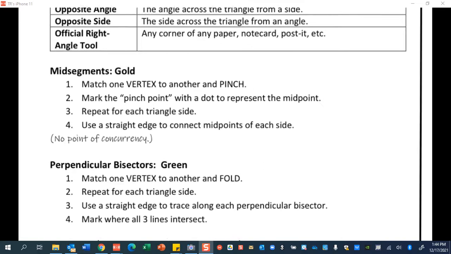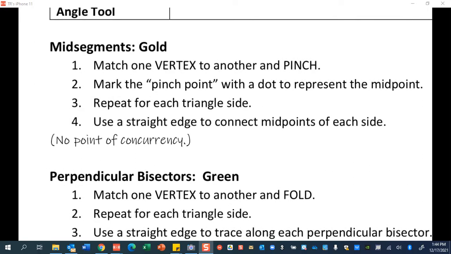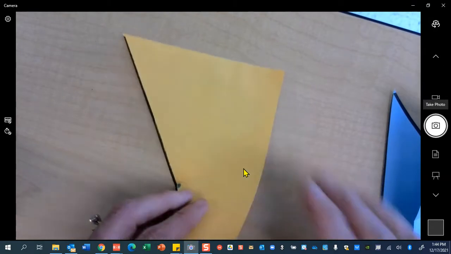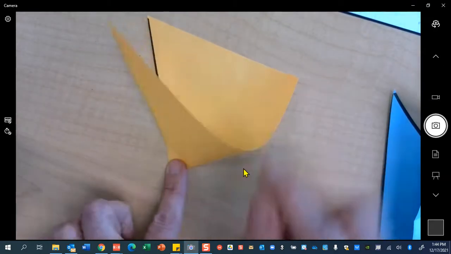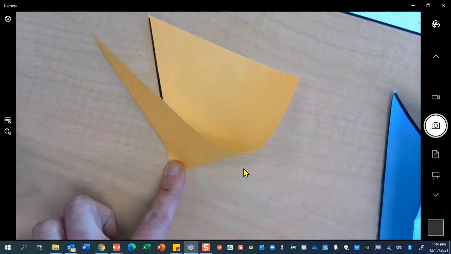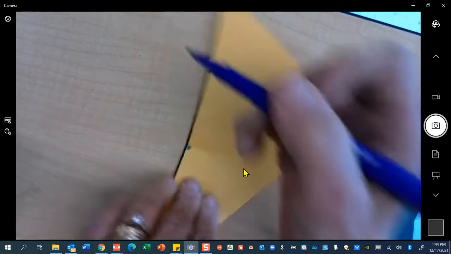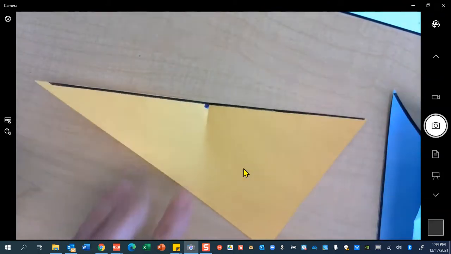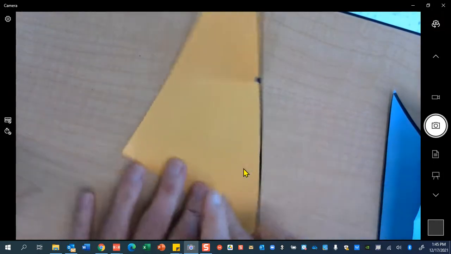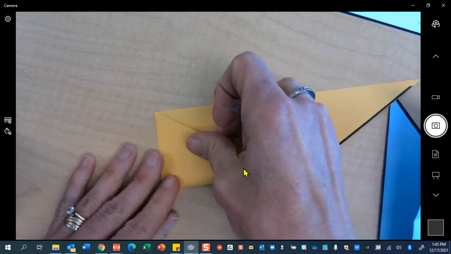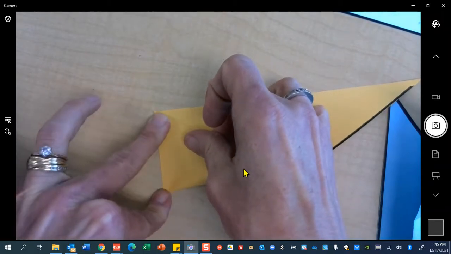We're gonna have some good times with mid-segments. Are you ready? Would you please take your gold triangle, and I want you to match a vertex to vertex and pinch. And dear friends, it's going to look like this. You're going to match vertex to vertex and pinch. After you pinch, you're going to take a writing utensil and mark what we call the pinch point. You're then going to take another side of the triangle, match vertex to vertex, and pinch.